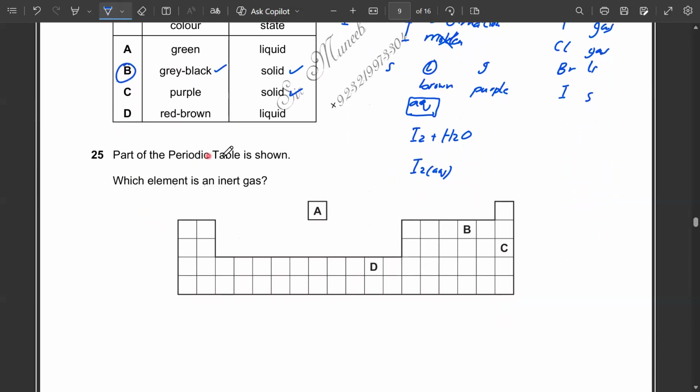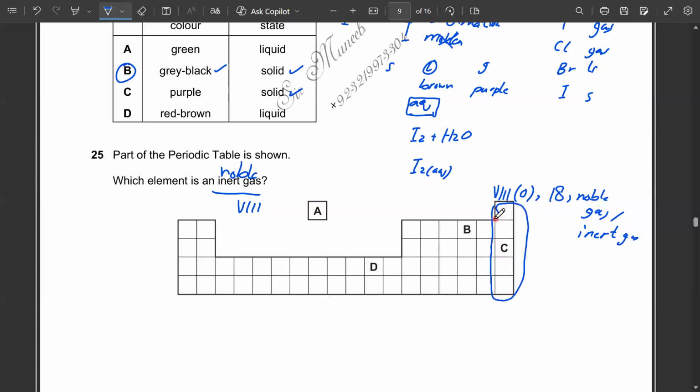Then question 25: part of the periodic table is shown, which element is an inert gas? If you remember, inert gas also means a noble gas, and by noble gas we mean the elements of group 8. The other names are group 0, group 18, noble gases, and inert gases. All these names belong to the same column, representing this last group of the periodic table.